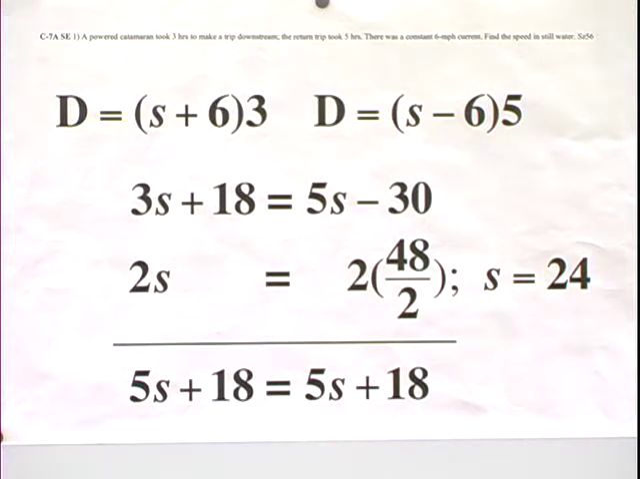2 times S equals 2 times 48 divided by 2. When you multiply by 2 and divide by 2, that's the same as multiplying by 1. So S, when you do this division, is equal to 24 miles per hour, the speed in still water. And this is the unique solution. I don't have to test it back in the original equation, because when I add this symmetrical equation and it gives me translational symmetry, then that is the unique solution.